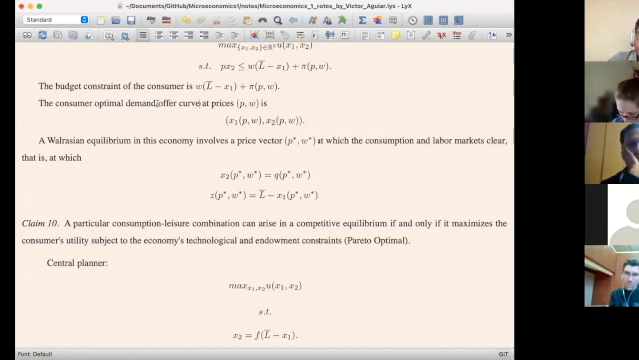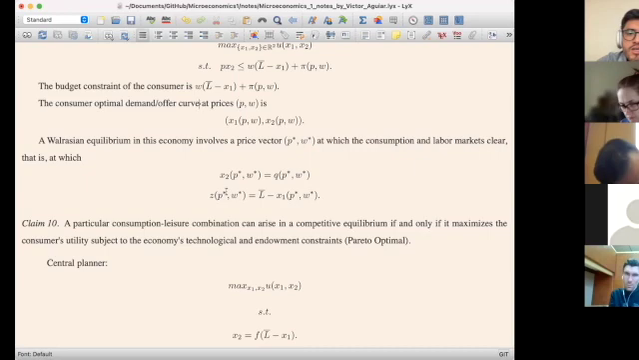Now, a Walrasian equilibrium in this economy involves a price vector P star, W star, at which the consumption and labor markets clear. So again, when you want to do market clearing, you have to identify the goods. How many goods do we have? Two: leisure and coconuts. So first of all, I want to clear the market of coconuts.